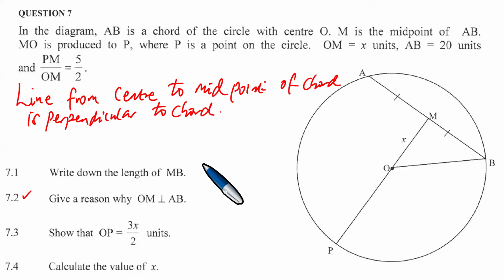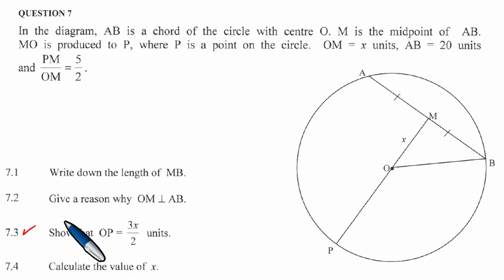That is the theorem. So there's a line from center to the midpoint, because this M is the midpoint. How do you say it's the midpoint? Because this bit equals that bit there. So line from center to midpoint of chord is perpendicular to chord, so that this angle here is 90 degrees and that one is also 90 degrees. Now in 7.3, you need to show that this is the case. Let's look at question 7.3.